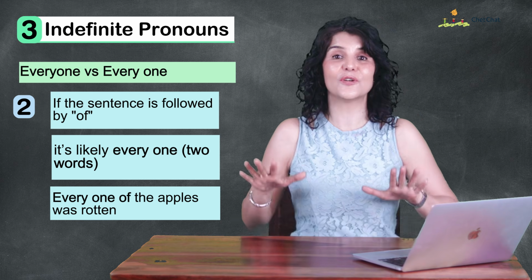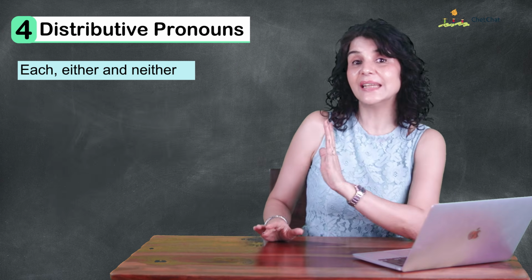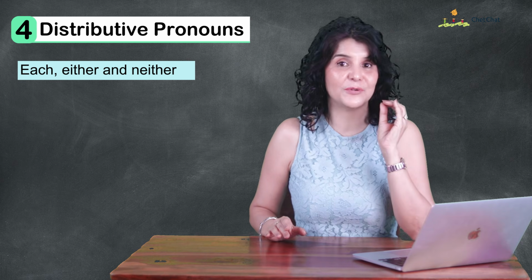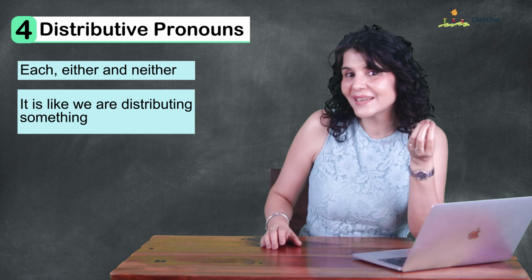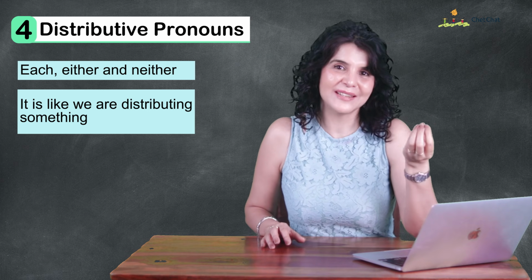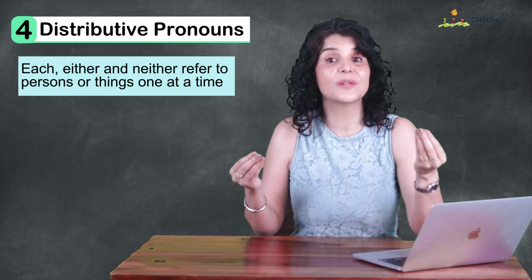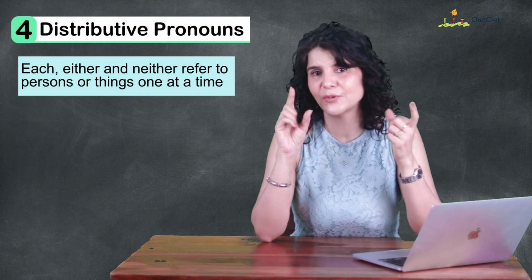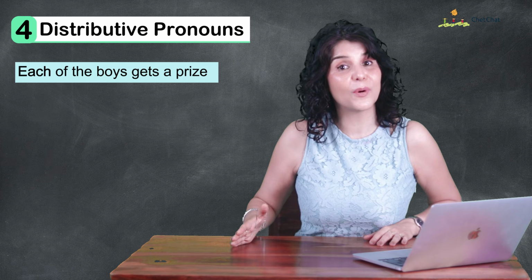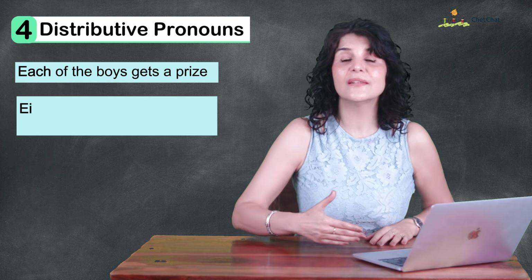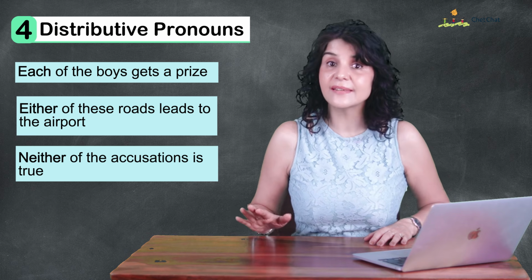Cool. Now let's move on to the next type of pronoun, distributive pronoun. Each, either and neither are called distributive pronouns. It's like we are distributing something, so each person gets it. In the same way, these pronouns, each, either and neither, refer to persons or things one at a time. So they are always singular. Examples, each of the boys gets a prize. Either of these roads leads to the airport. Neither of the accusations is true.